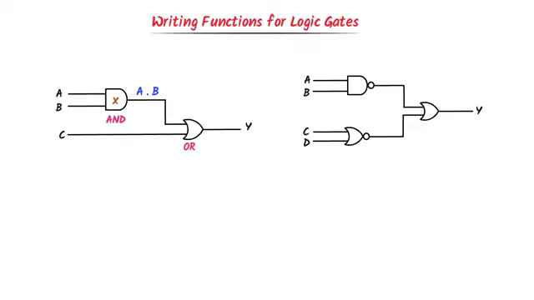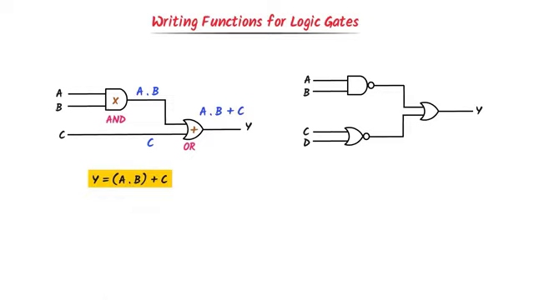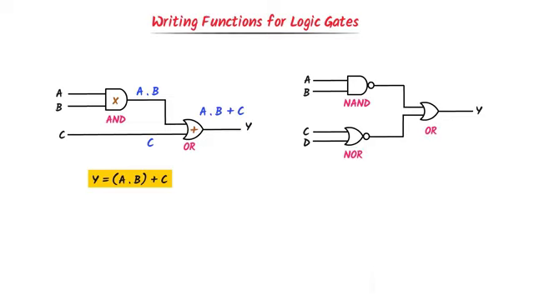Secondly, A dot B and this C is given as input to OR gate. We know that OR gate adds the inputs. It adds A dot B plus C. Hence we get Y equals A dot B plus C. On the other hand, this is NAND gate, this is NOR gate and this is OR gate.